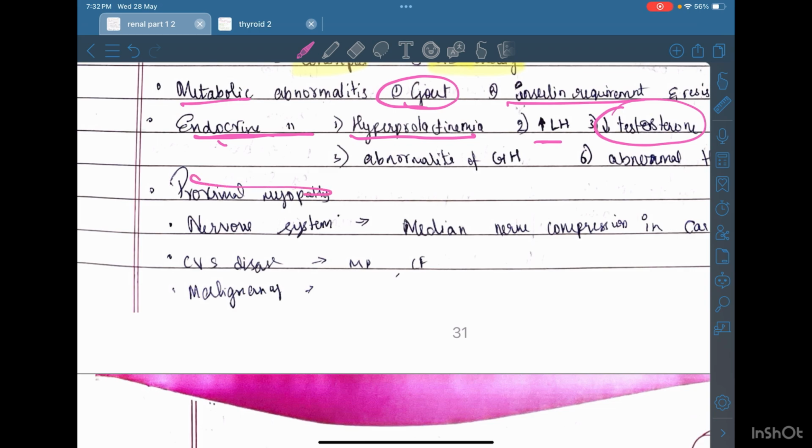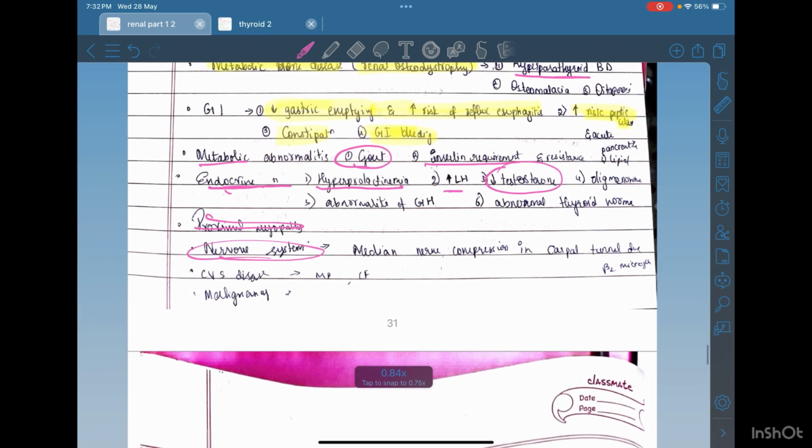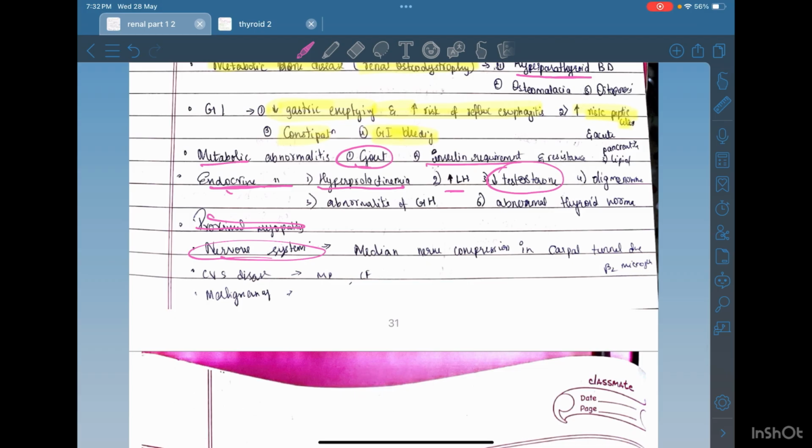Then in the nervous system, it can cause median nerve compression in carpal tunnel disease due to beta 2 microglobulin related amyloidosis. Why is there beta 2 microglobulin related amyloidosis? Because of the dialysis. They can compress the median nerve, so it can cause carpal tunnel syndrome. Then there can be serious diseases like MI, cardiac failure, sudden cardiac death, stroke, pericarditis, everything. There can be malignancy. There will be increased incidence of malignancy.